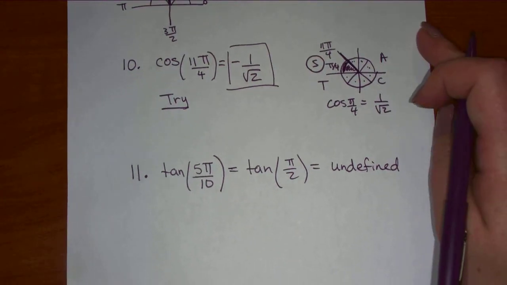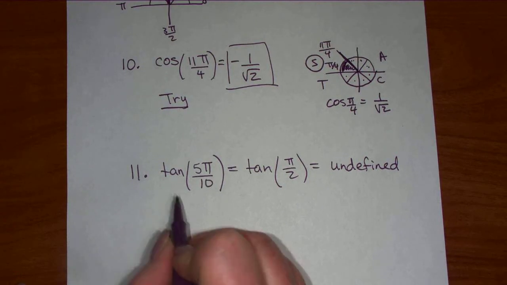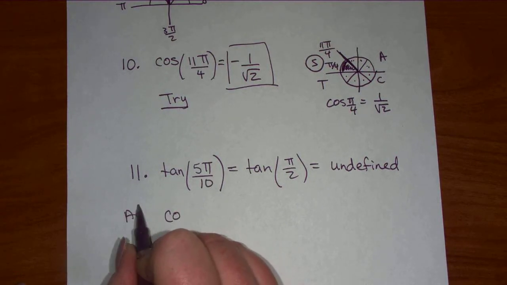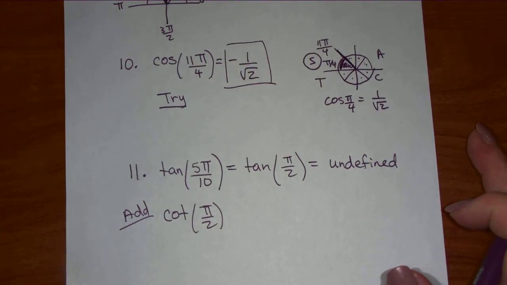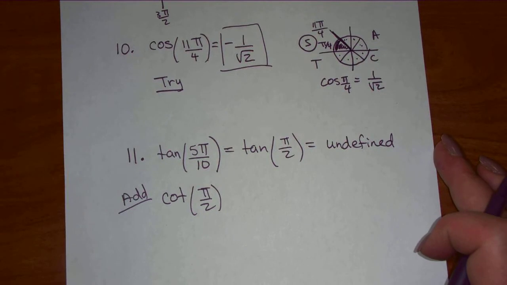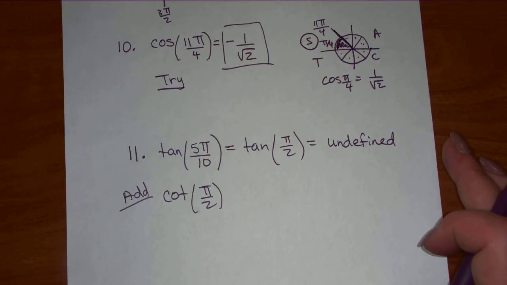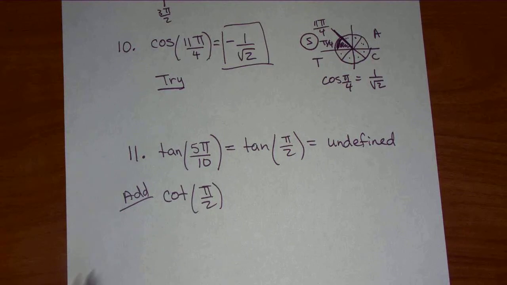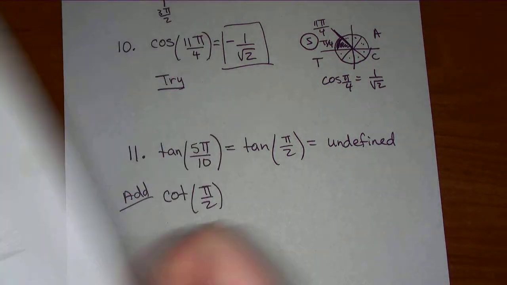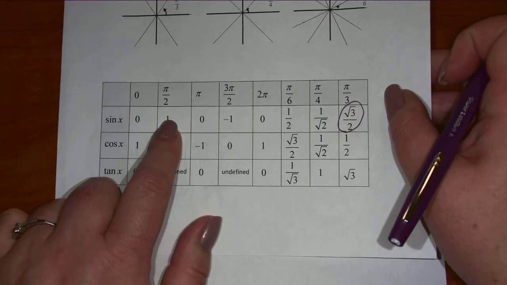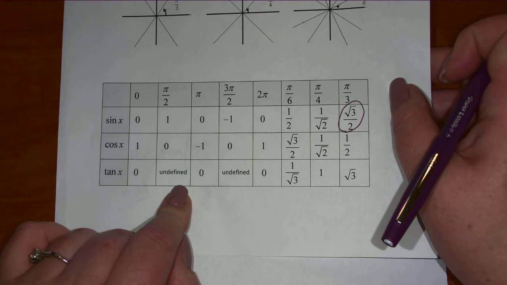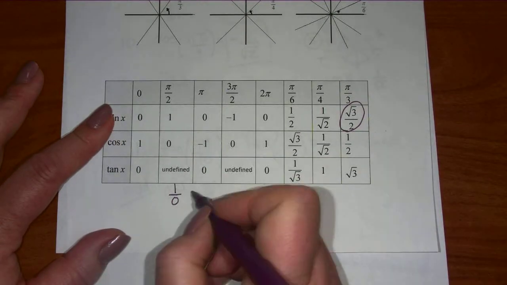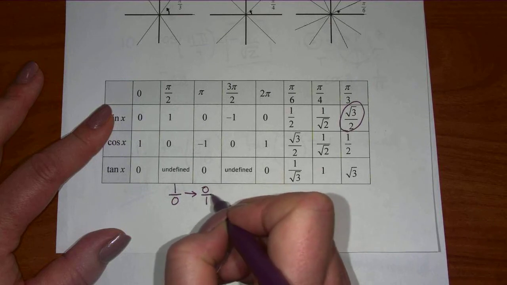It's an asymptote on the graph. Just out of curiosity, I'm going to add this in. It's not on the sheet, but what if we had cotan of pi over 2? It's not undefined. Remember when we made up the table, to get tan of pi over 2, I said 1 divided by 0 is undefined. Cotan, so this is 1 over 0. What's the reciprocal of 1 over 0? 0 over 1. What's 0 over 1? That's 0. So cotan of pi over 2 is actually 0.